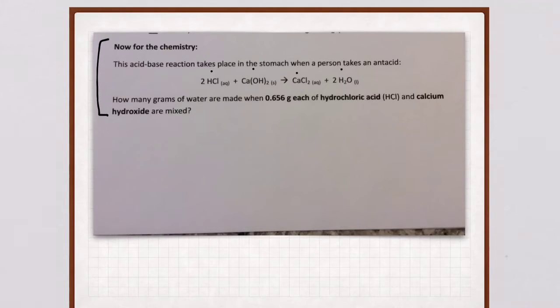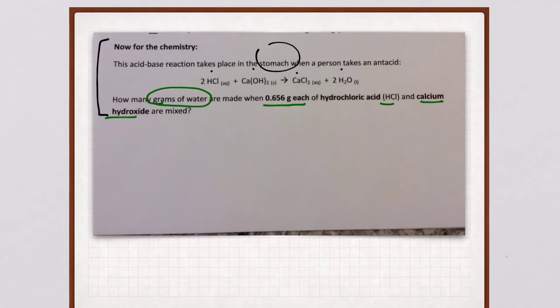This is the actual antacid. If you take an antacid for your stomach because you have heartburn or something, what it's actually doing is neutralizing the hydrochloric acid that's in your stomach. But let's go ahead and analyze this problem and see how it's different than the ones we've already been seeing. It says, how many grams of water, so that's what we're going to try to get to, are made when you have 0.656 grams each of hydrochloric acid and calcium hydroxide. So you can see already there are two reactants, which means you're going to have to do two of these mass problems twice over. So let's get started.